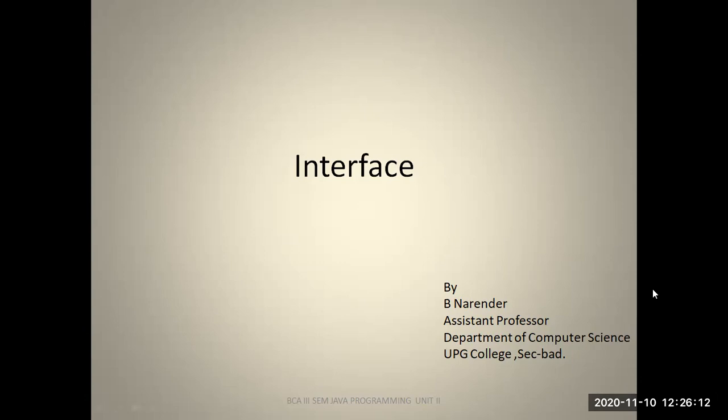So what is an interface? In an abstract class, I told you an abstract method is there. An abstract class contains abstract methods which do not have a method body, and it may contain other methods also. But whereas interfaces will contain only abstract methods, no other methods. Only abstract methods will be there as part of the interface.